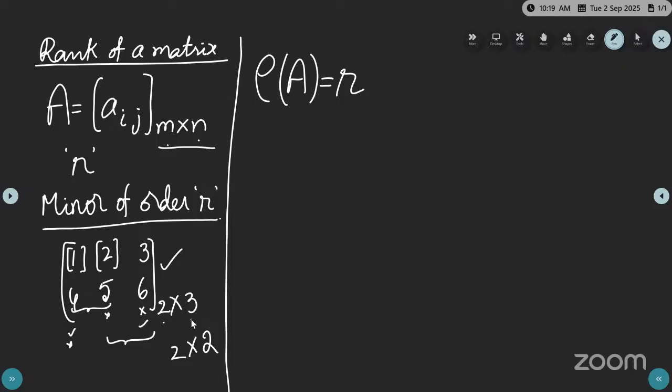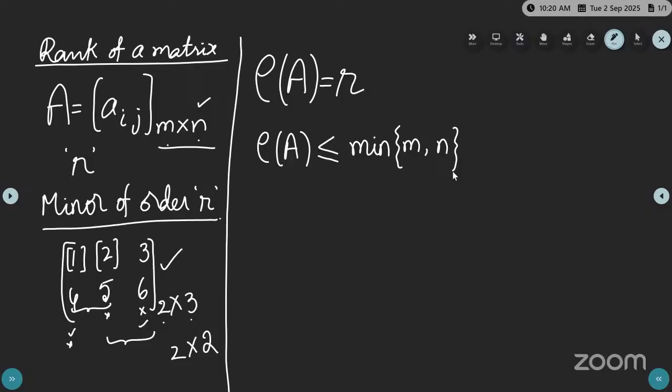Write as a note. If A is a matrix of order m by n, then rank of A is less than or equal to the minimum of m comma n.